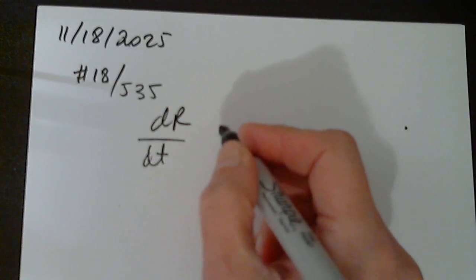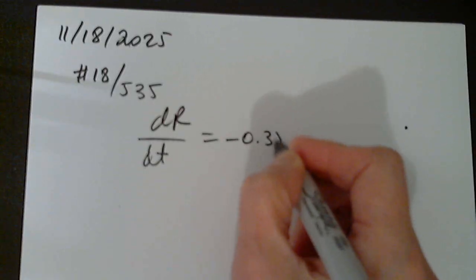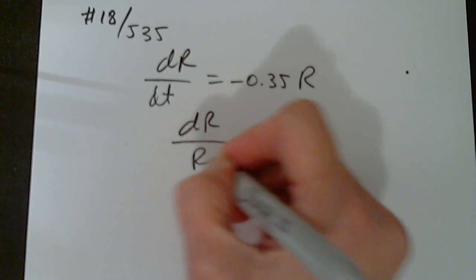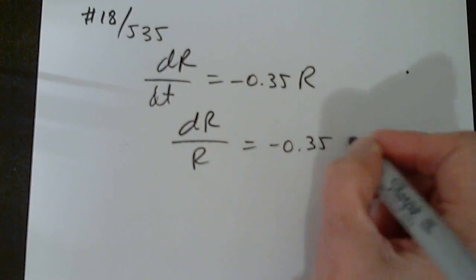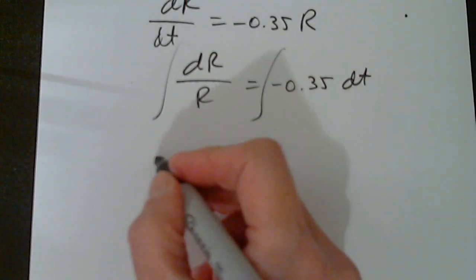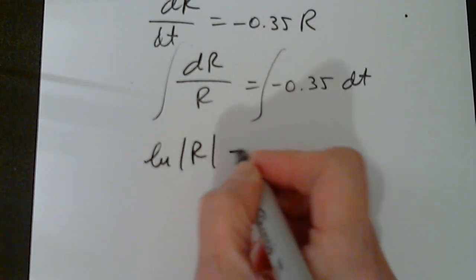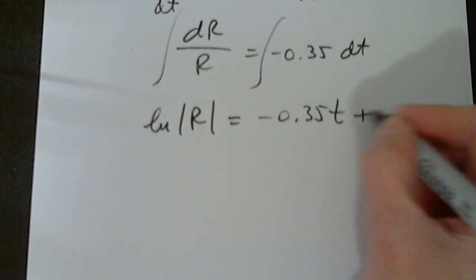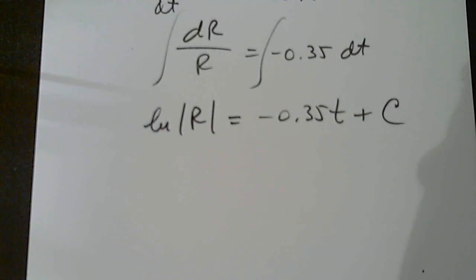Okay, number 18. We have dr over dt equals negative 0.35 r. So then we change accordingly, dr over r equals negative 0.35 dt. And now we're ready to integrate. So this is natural log of the absolute value of r, and this is negative 0.35 t plus a constant c. And we are not given any constant.